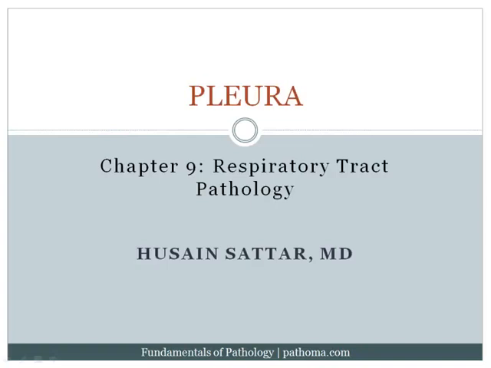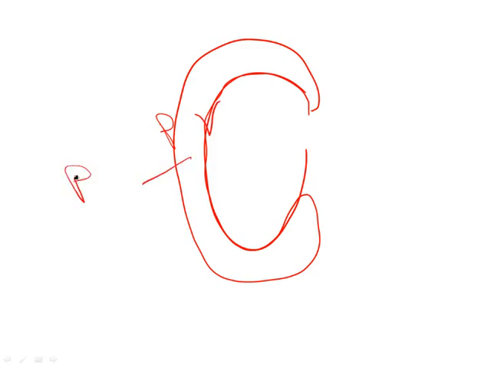Okay, the last section of this chapter deals with the pleura. Let's remind ourselves that if this is the lung, attached to the lung is something called the visceral pleura, and this then folds over, and when it folds over it attaches to the chest wall, and here we call it the parietal pleura. So again, there's a parietal pleura and a visceral pleura. In between that is the pleural space.